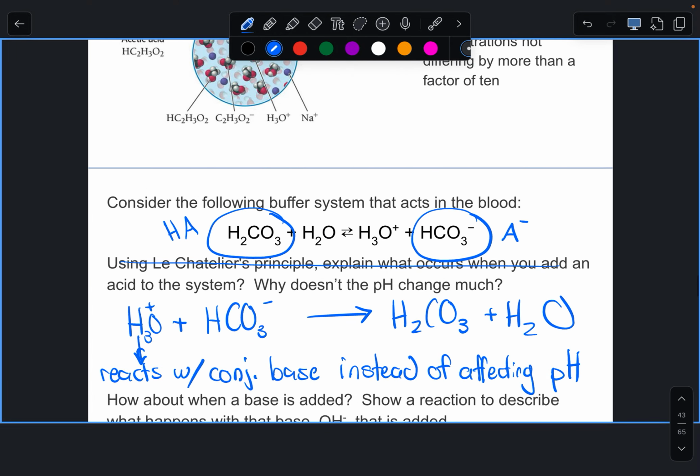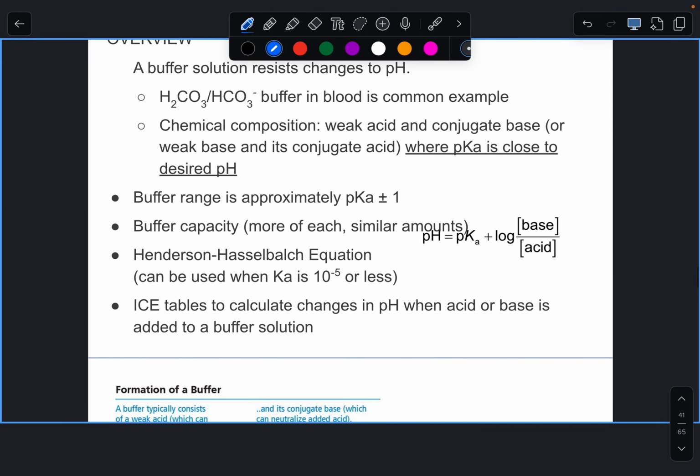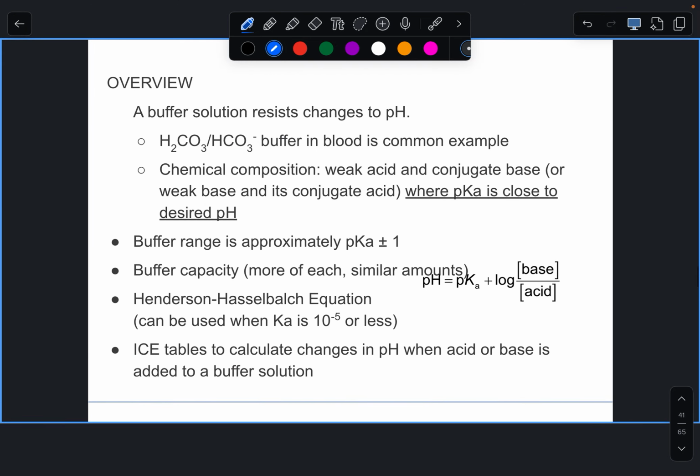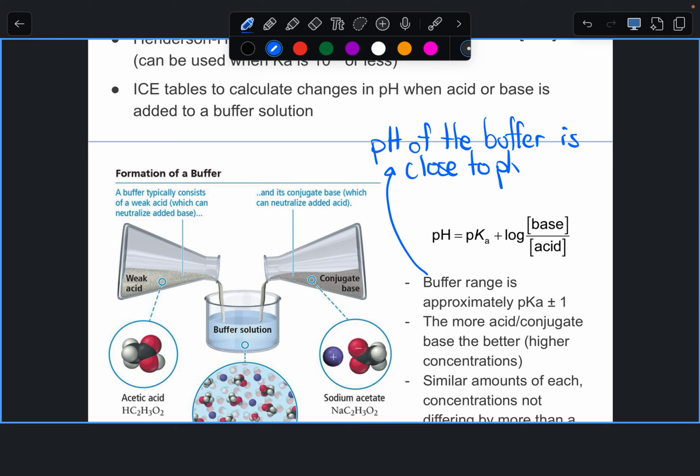Okay? All right, so there's a couple things that are important to know when we're talking about buffers. I'm going to go back to this first slide. So the buffer will maintain the pH similar to the pKa of the weak acid. And that's not written explicitly here. It's sort of here, so I'm going to rewrite this. So the pH of the buffer is close to the pKa of the weak acid.